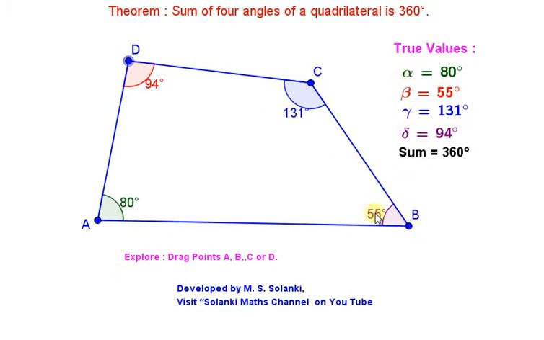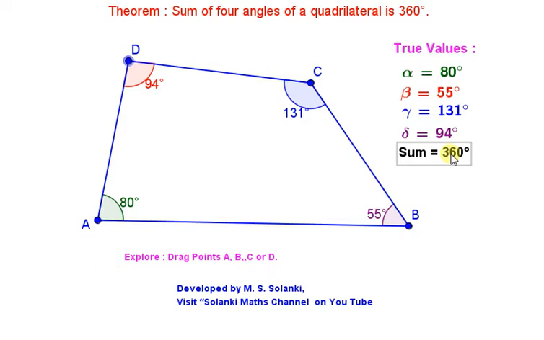Angle B is equal to 55 degrees, denoted by beta. Angle C is equal to 131 degrees, denoted by gamma, and the last angle D is equal to 94 degrees, denoted by delta. The sum of all these four angles is 360 degrees. Clearly you can verify by using pen and pencil or a calculator.